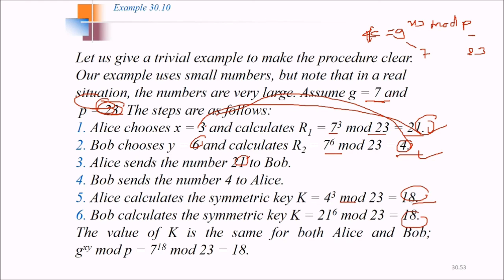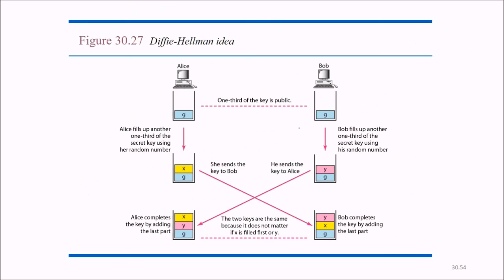The value of K is the same for both Alice and Bob, and we now apply our formula G to the power xy mod P. That is 7 to the power 18. What is this? xy is 18. So we take mod with 23, and that will be 18. This is the Diffie-Hellman idea.